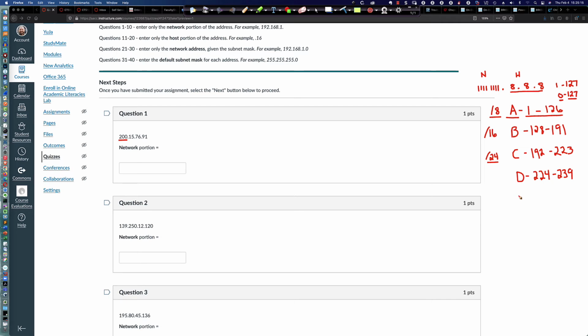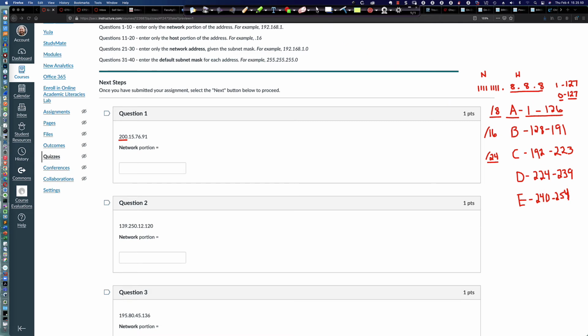And then I don't believe we have any Class E's, but I'll put it up here just for completeness sake, the Class E's range from 240 to 254. Now remember, the 255s, sorry, I went 254. I was getting ready to say 255. The 255s are not used. Just like the zeros aren't used, the 255s are not used for publicly routable IPs. All right, so there's the ranges we're dealing with.